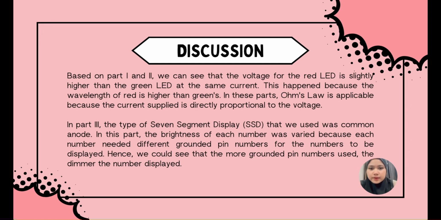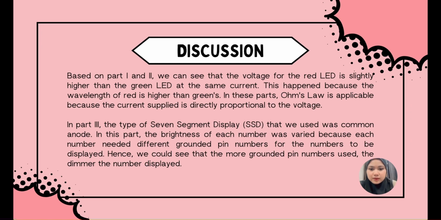And then in part 3, the type of 7-segment display that we used was common anode. In this part, the brightness of each number varied because each number needed different grounded pin numbers for the numbers to be displayed. Hence, we could see that the more grounded pin numbers used, the dimmer the number displayed.